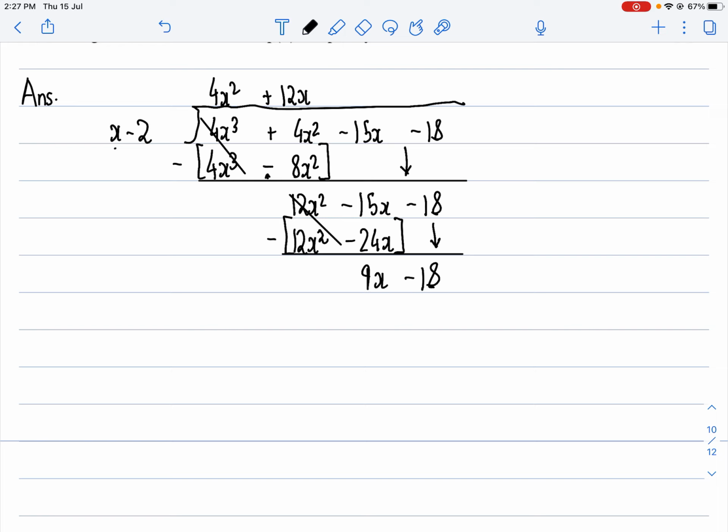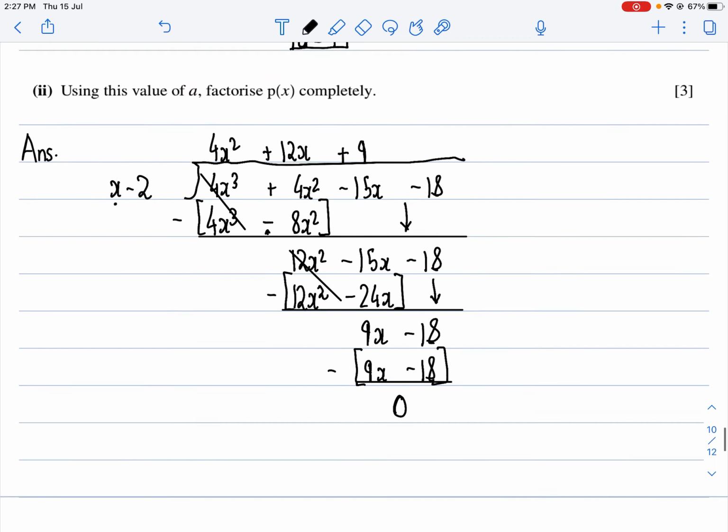Now what should I multiply to x to get a 9x here? I can simply multiply it by 9. And now minus 2 into 9 will give me minus 18. Now I get a negative here. And as you can see, everything cancels out to give my remainder as 0, which is justified as I know x minus 2 is a factor.